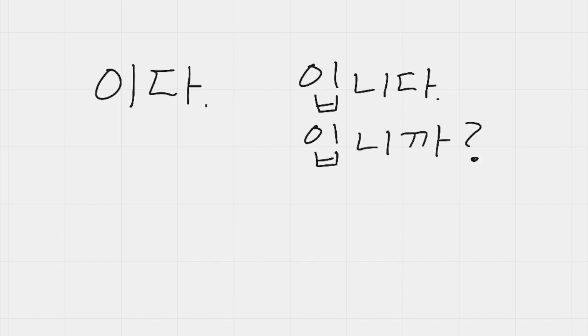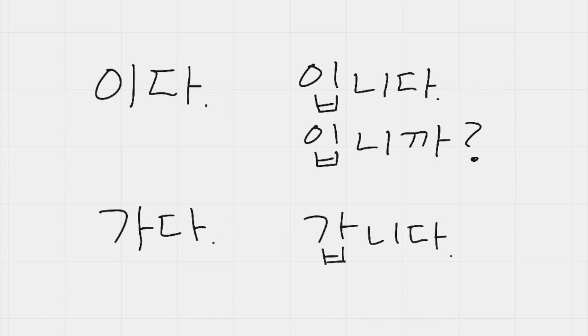Always start from the da ending, the dictionary form. You're going to use the stem 이. Since the 이 doesn't have 받침, it doesn't have a final consonant, you're adding 비읍 and then 니다. And then question 비읍니까. For instance, to go, 가다. 가 doesn't have the 받침 final consonant, so use the stem and then add 비읍, 갑, and then 니다. 갑니다. That means the question is 갑니까?